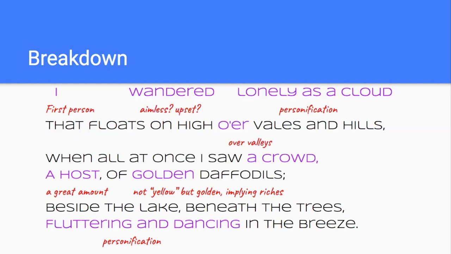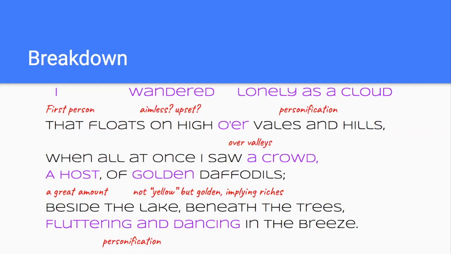When all at once I saw a crowd, a host of golden daffodils. So crowd and host, a large or great amount of golden daffodils. The word Whitman chose there is golden, implying riches, right? You don't just say yellow daffodils, you say golden daffodils. So it gives them more of a value in some way to that speaker.